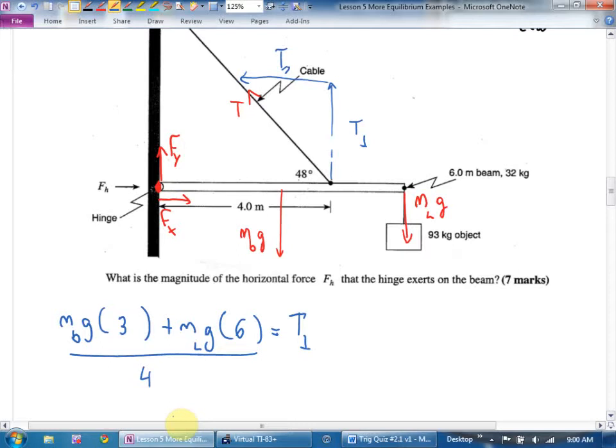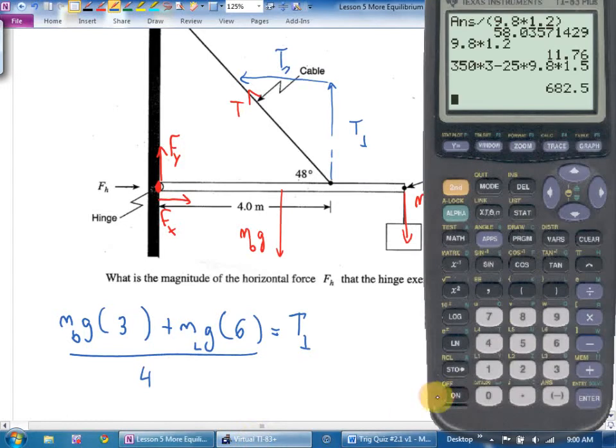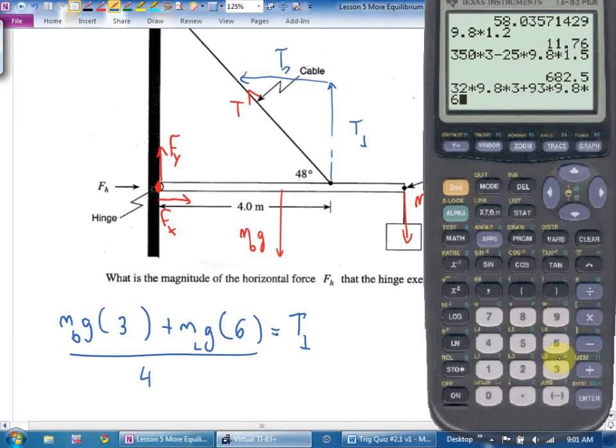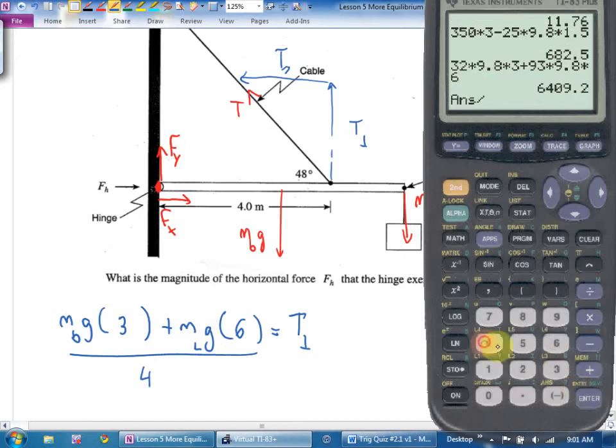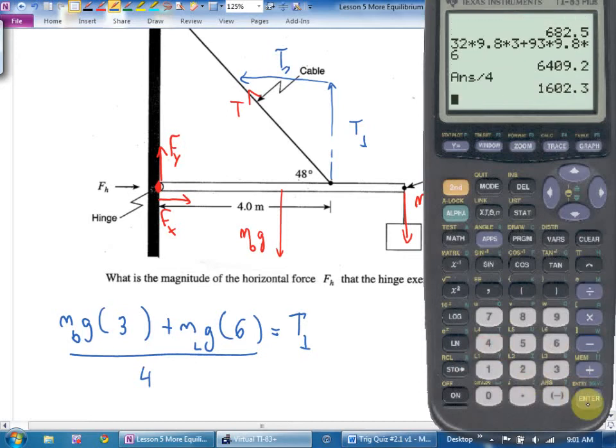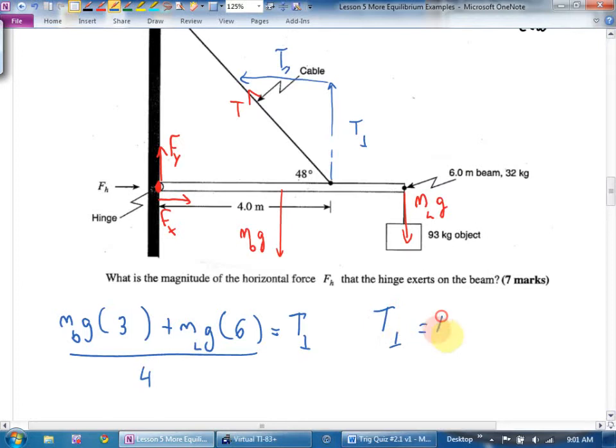Okay. In fact, I can almost go to my calculator now because I know mass of the beam and I know mass of the load. So why not? Of course, as soon as I open my calculator, I cover up the data. 32 and 93. Okay. 32 times 9.8 times 3 and 93 times 9.8 times 6. And Justin, like I said, what I've often started doing, because they're long, yucky fractions, I just hit equals, divide by 4. Am I right? Is tension perpendicular 1602.3? Someone else get that too? Okay, and I'm not going to round off because this is not the final answer. 1602.3, and this is tension, so newtons. It's a force.